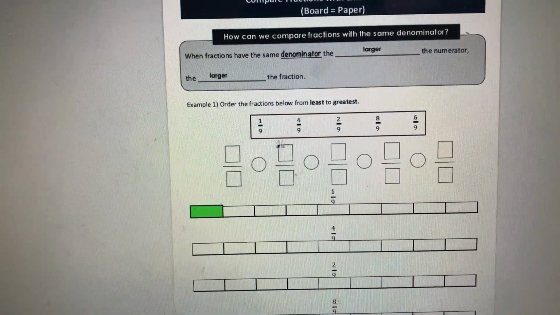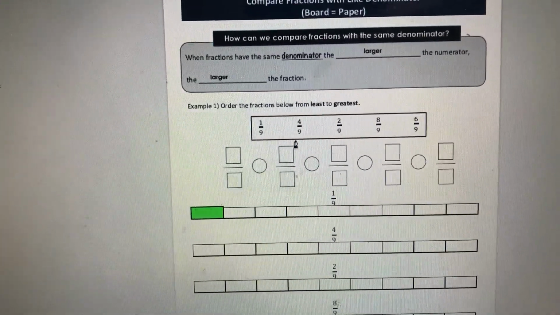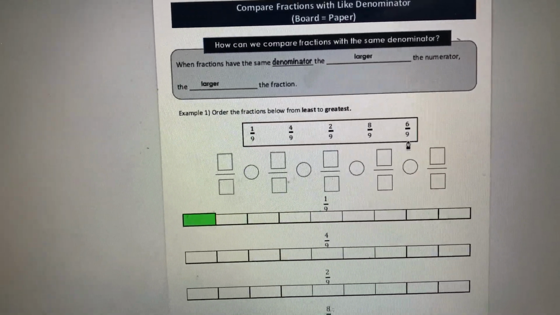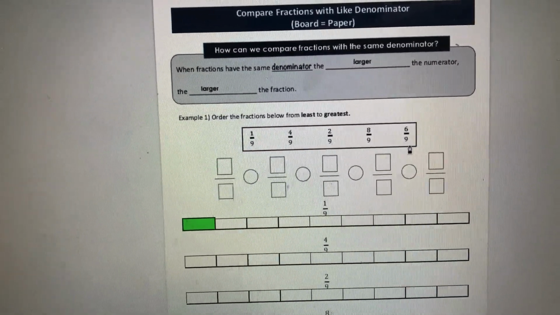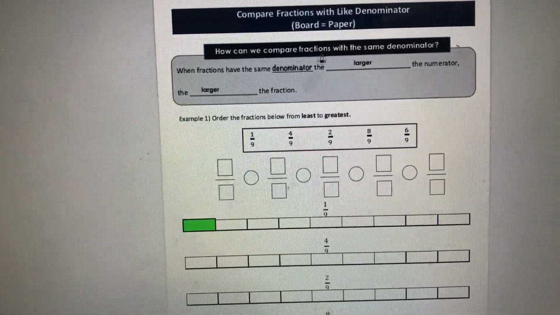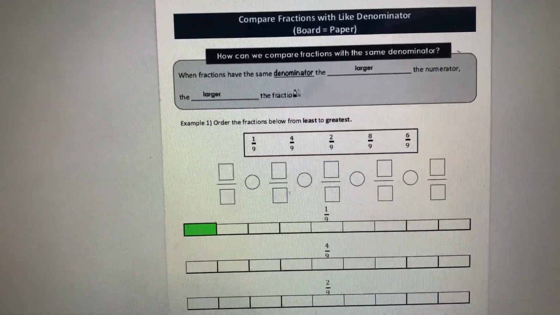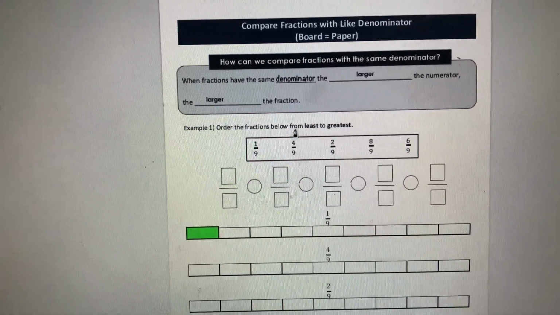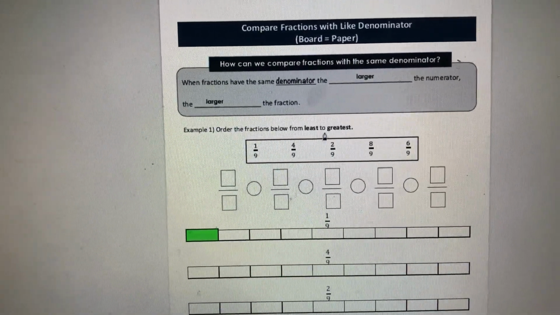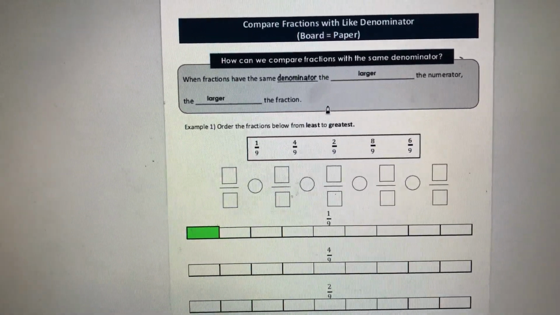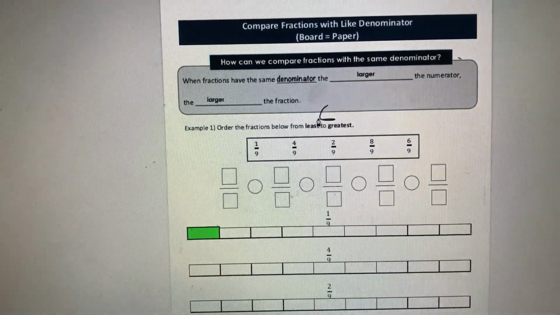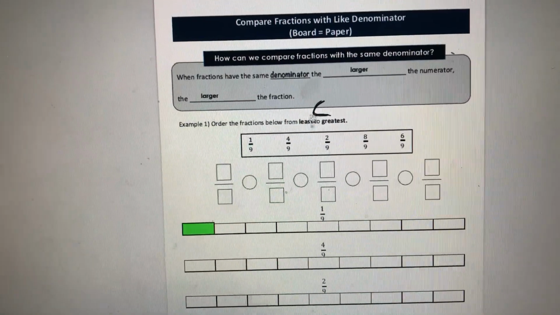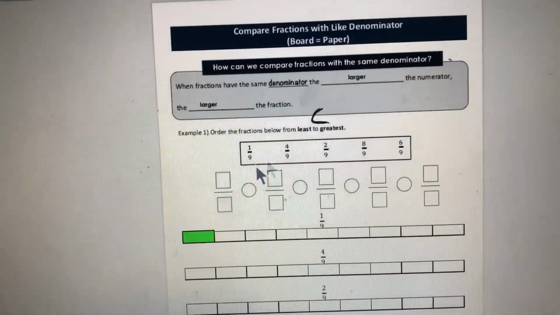I see here that every single fraction, 1/9, 4/9, 2/9, 8/9, 6/9, all has that same denominator, 9. When we compare fractions with the same denominator, the larger the numerator, the larger the fraction. So I first read my question. I see I'm going from least to greatest. I know that my gator always eats the greater, so I'm going to first make my inequality symbol like this, where the open part is heading towards greater.